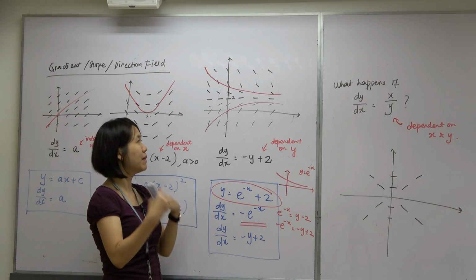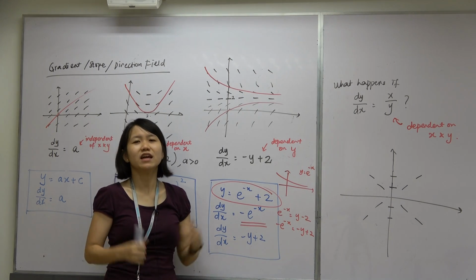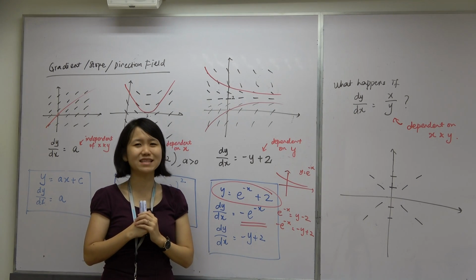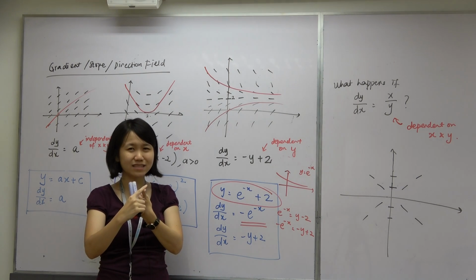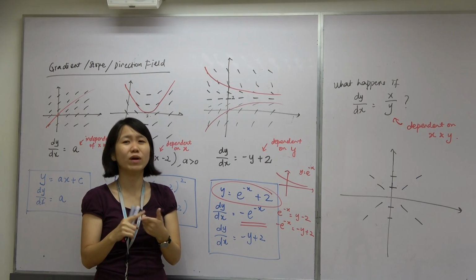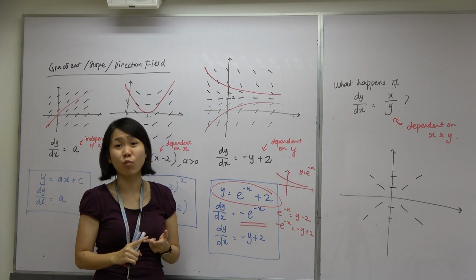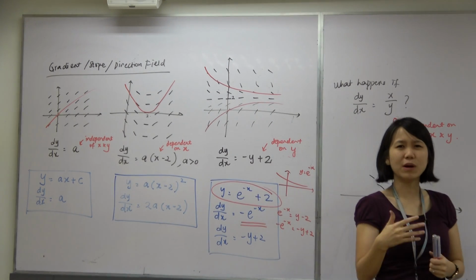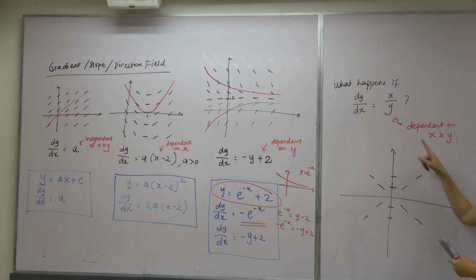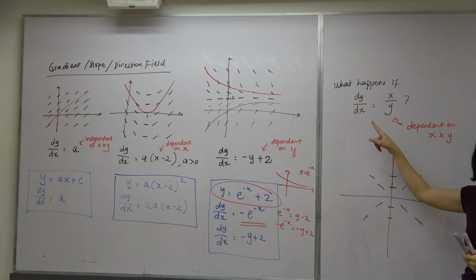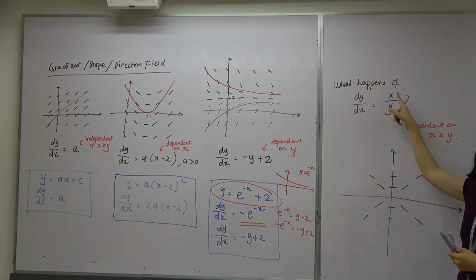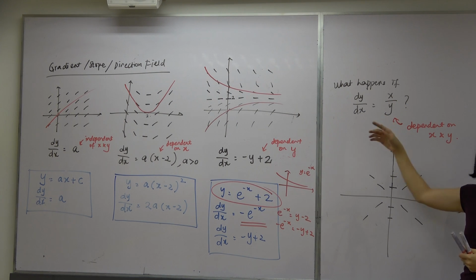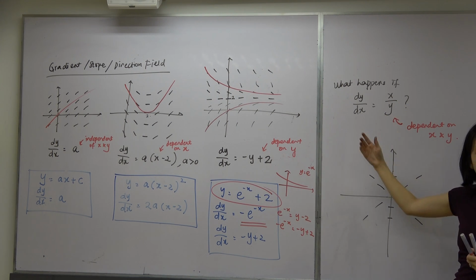Okay, so how am I to know what dy over dx to write? Check the slope field, and see whether it is dependent on x, whether it is dependent on y, or whether it is independent of both x and y. Like I told you, if my dy over dx is dependent on x and y, you will see such a thing. It means every change of x, I'm going to have a different gradient, and every change of y, I'm going to have a different gradient again.